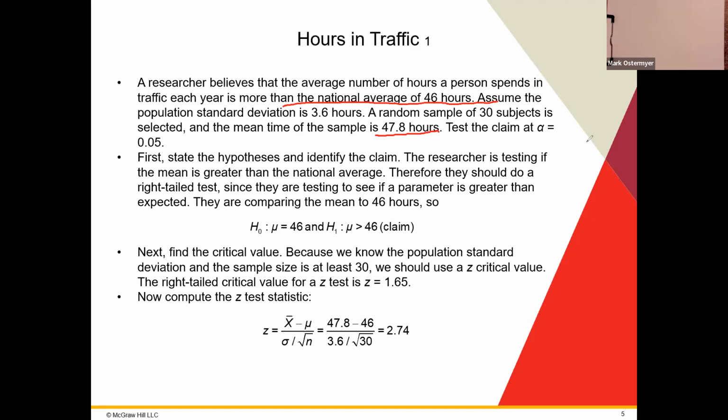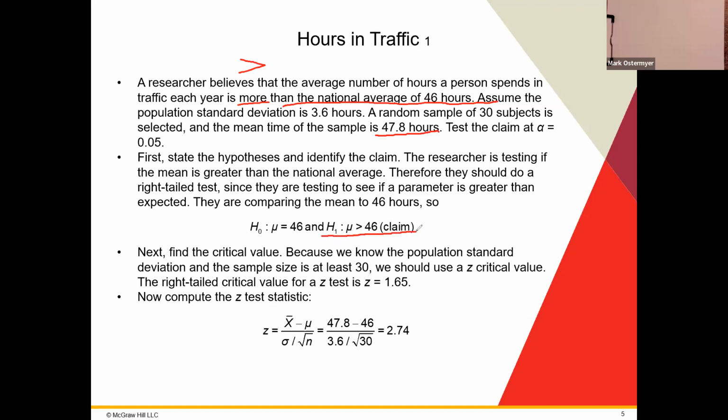All right, so step number one, we have to first of all indicate what hypotheses we're testing. Well, ladies and gentlemen, notice that the researcher believes that the average number of hours a person spends in traffic tie-ups in a year is more than 46 hours. More than suggests what inequality symbol? More than. Greater than, do you agree? So therefore, that would have to be our alternative hypothesis statement.